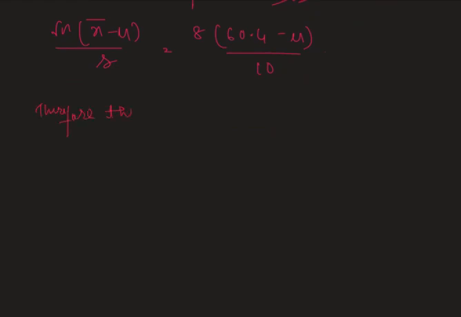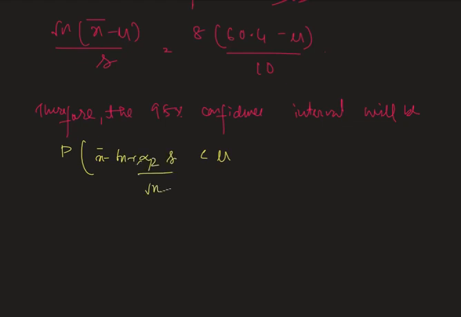Therefore the 95% confidence interval will be the probability that mu is greater than x bar minus t with n minus 1 comma alpha by 2 times s divided by root n, and less than x bar plus t with n minus 1 comma alpha by 2 times s divided by root n, which is equal to 1 minus alpha.